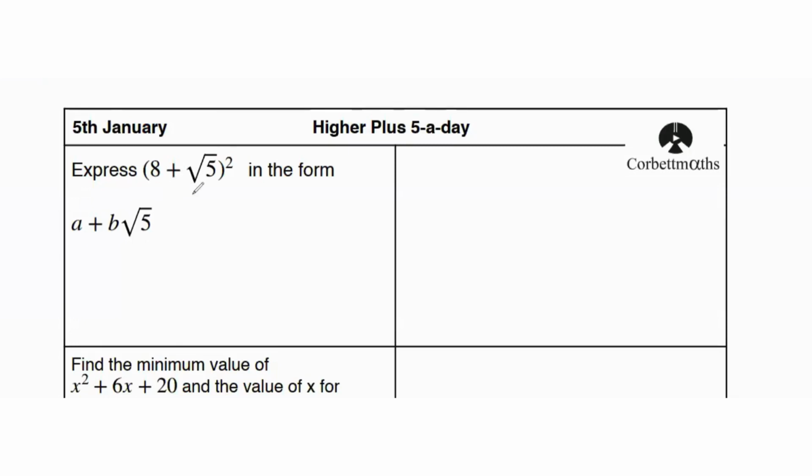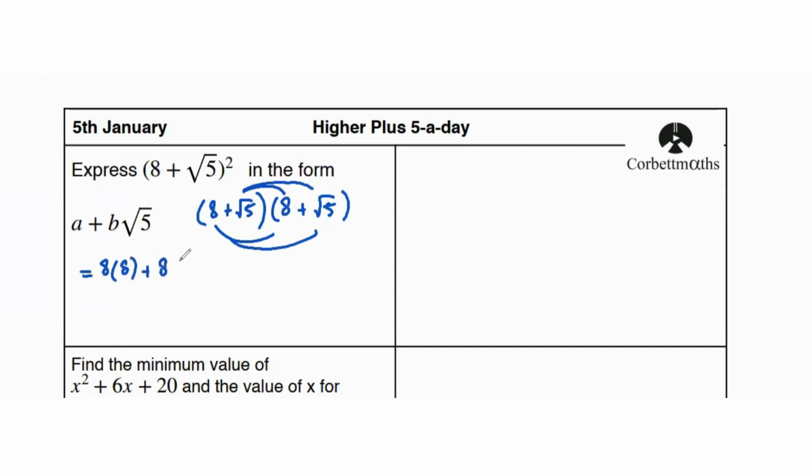What we do is we're going to rewrite (8 plus root 5) whole squared as (8 plus root 5) times (8 plus root 5). I'm going to multiply 8 with both the terms in the second bracket and then root 5 with both the terms. That's going to be 8 times 8 plus 8 times root 5, then plus 8 times root 5 and root 5 times root 5.